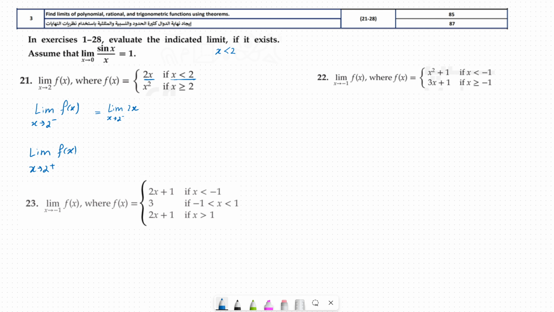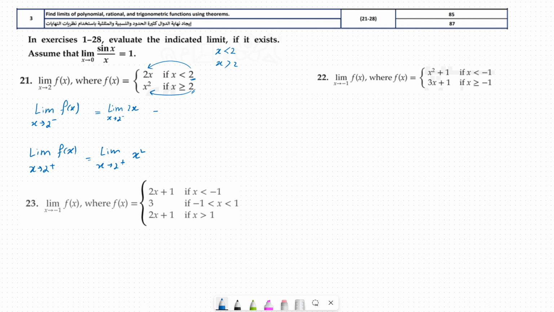Now, whenever I say from the right, it means more than 2. So I'm looking for x more than 2. Here I see that if x is more than 2, it is x squared. So I will say the limit as x approaches 2 from the right of, not 2x, x squared. Now, you can also think about it this way. The very first time that the 2 appears, this is going to be the left. The second time the 2 appears, this is going to be the right.